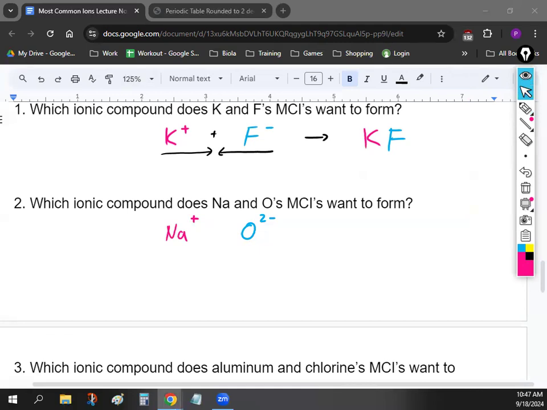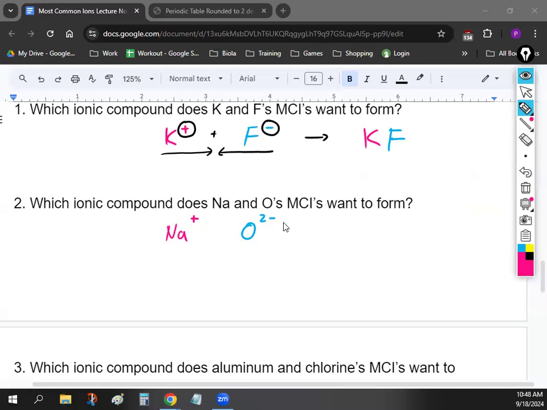All right, any questions on the most common ion part? Hopefully not too bad. Now, if you take a look at number 2, this one's a little bit different, because in number 1 the charges are +1 and -1, so they balance each other out perfectly. However, in this one, one ion is +1 and the other is -2. So even if you put them together, they're not going to balance out. The oxygen has more negative charge than the sodium does, so they have to balance each other out.